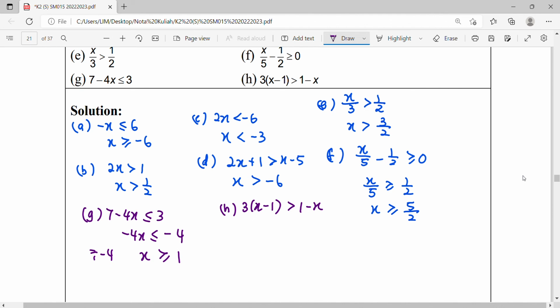For H, also linear. When you see your x is power of 1, it is linear. Maintain your x at the left hand side, value goes to the right hand side. Then you can get your answer already. So expand this, 3x minus 3. Then this x at the right hand side, move to the left hand side, becomes plus x. You get 4x. Negative 3 to the right hand side, plus 3, you get 4. Then divide by 4 to find your x. When you divide by 4, nothing changes with the sign. You will maintain x greater than 1.